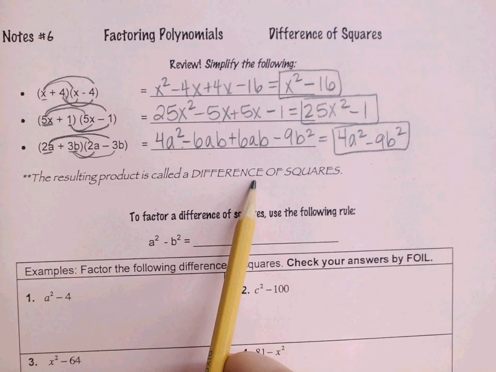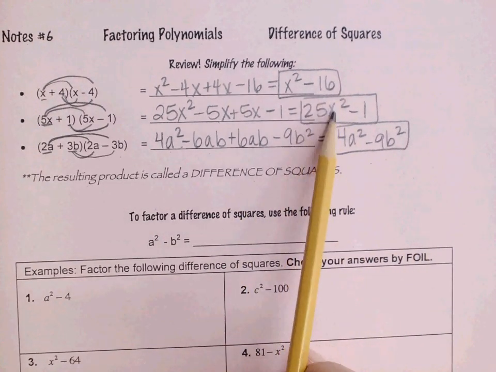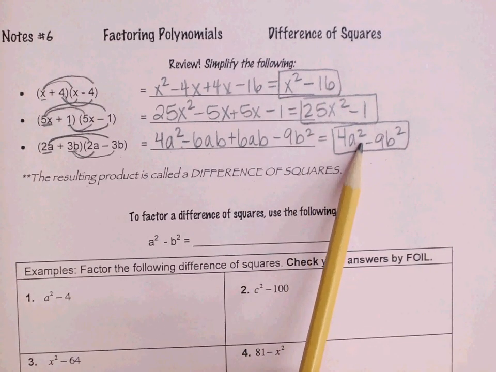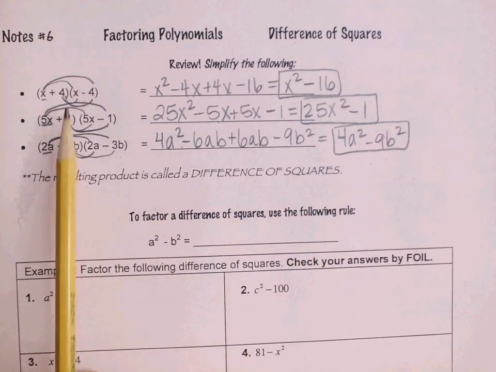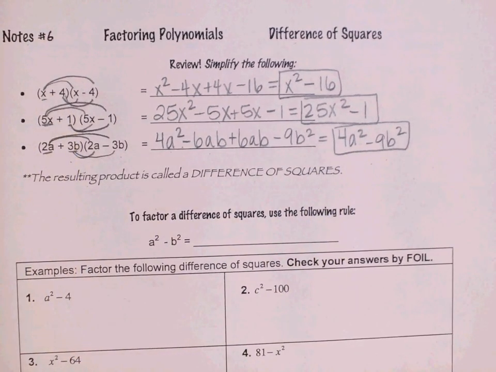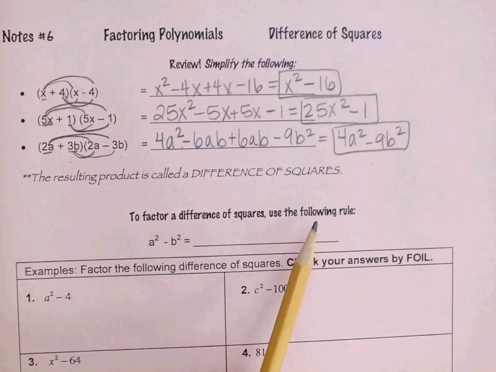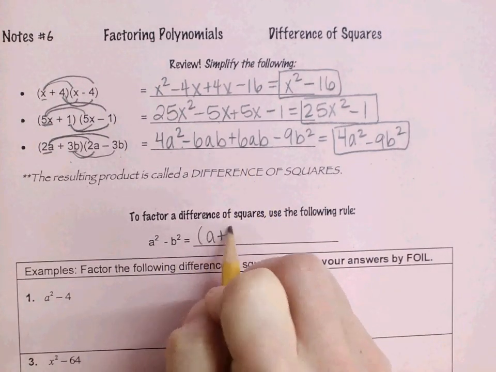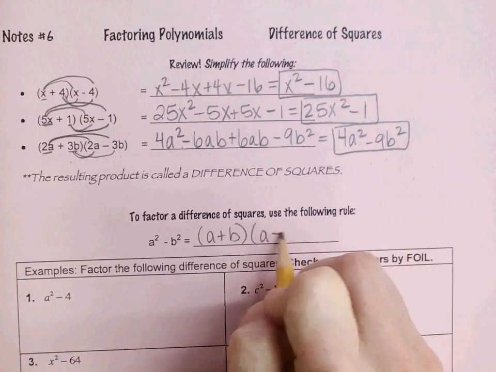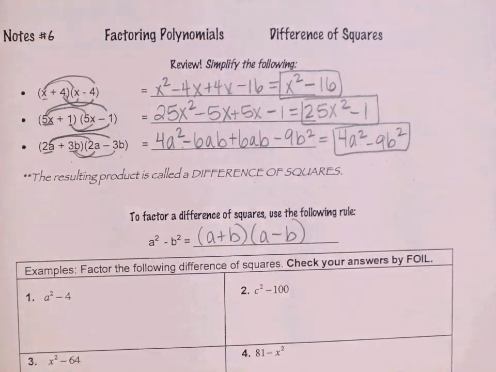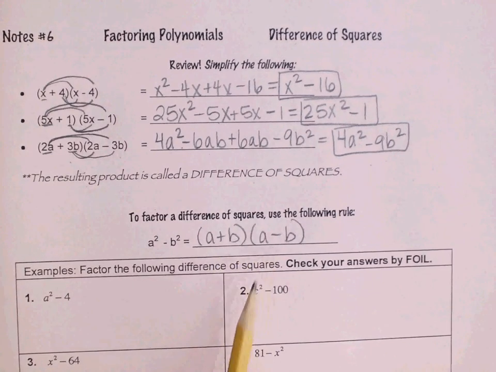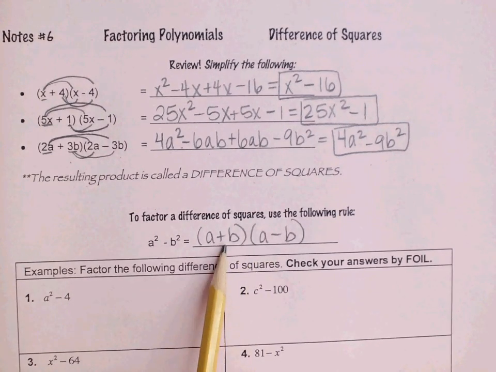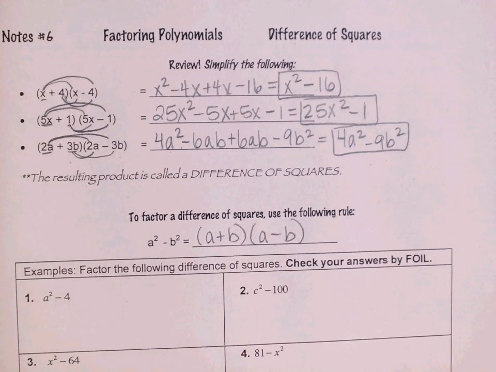factoring is the process of undoing. I'm going to be giving you our final product. Your goal is to factor and come up with what we started with, those actual factors. So to factor a difference of squares, we're going to use the following rule. We'll break this apart where we have a plus b times the quantity a minus b. When it's all said and done, if you have your signs flip-flopped where the first one's negative, the second one's positive, it's okay. It's not that big of a deal.